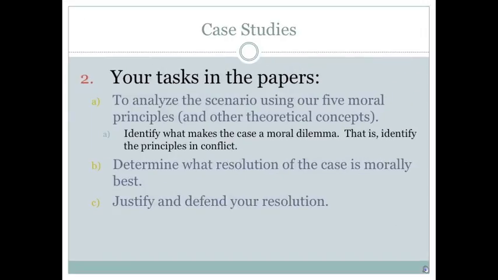Your tasks in the paper are first to analyze the scenario using our 5 moral principles and other theoretical concepts. Particularly, you are to identify what makes the case a moral dilemma. That usually involves identifying the principles that are in conflict in the case: one suggesting you should do one thing, another principle or another interpretation of the principle suggesting you should do something else. You should then identify your resolution of the case and both justify and defend that resolution. Are you giving your opinion about the case? Absolutely.